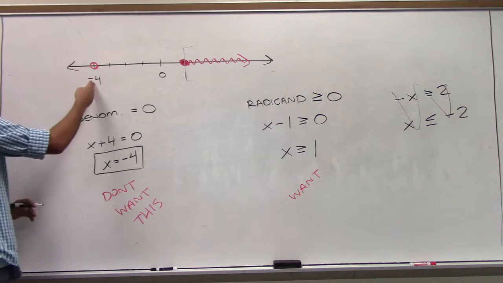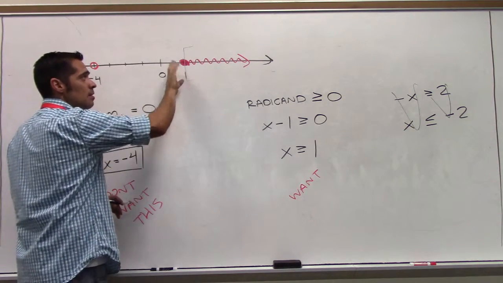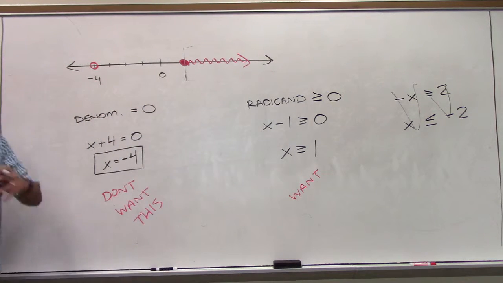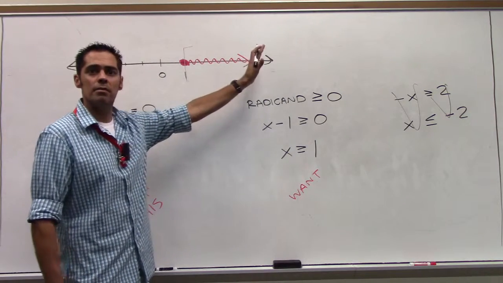So let's see, we need to put these two ideas together. This says, hey, just don't be negative 4, right? This says we have to be bigger than or equal to 1. So what is that together? What's our domain going to be if we put those two ideas together? Everything greater than or equal to 1, right?